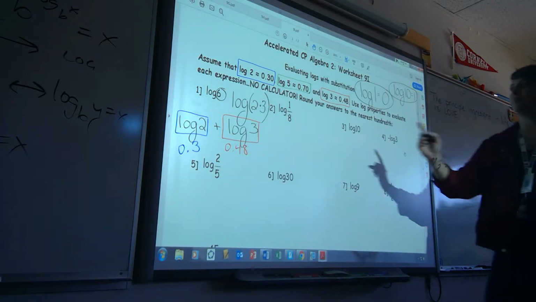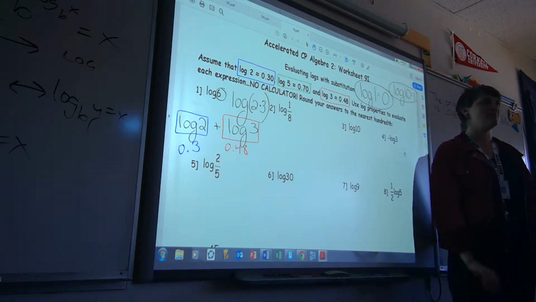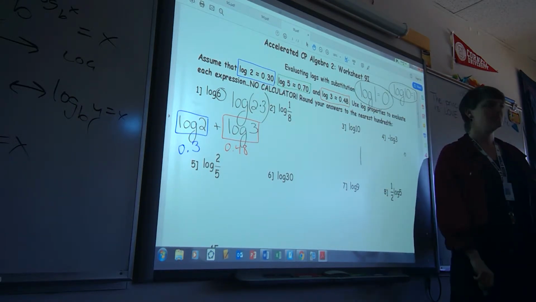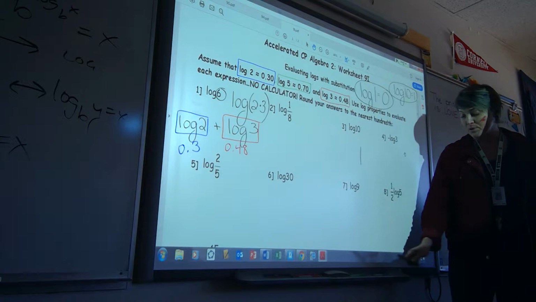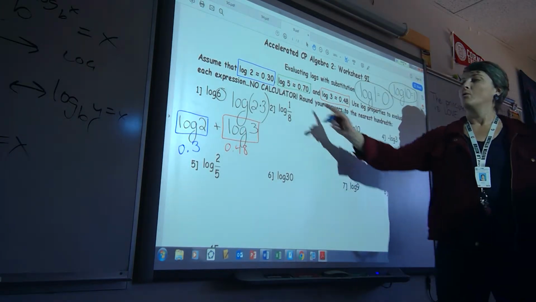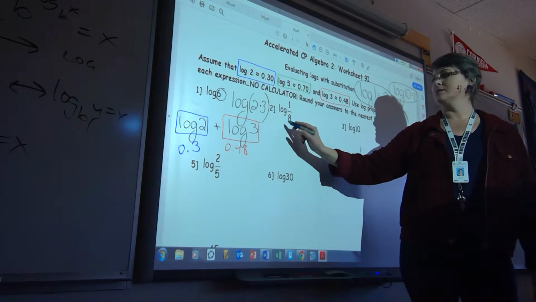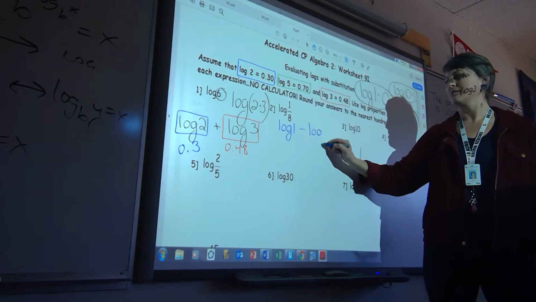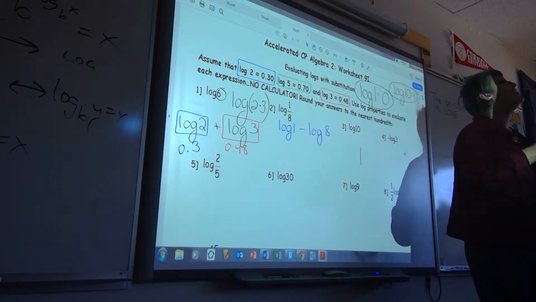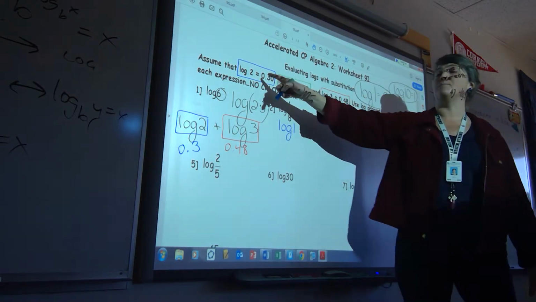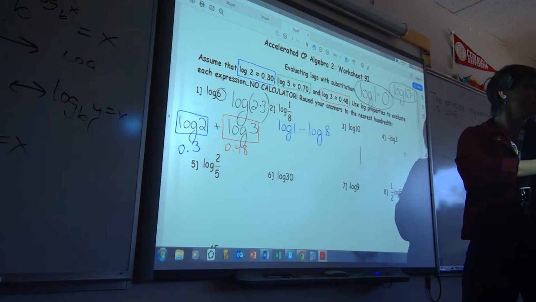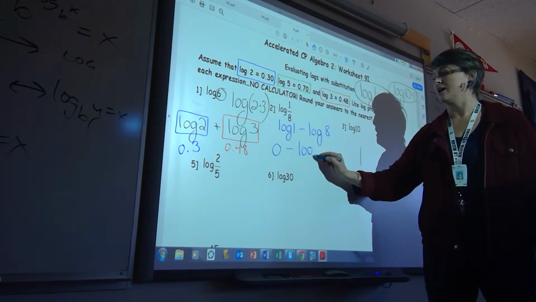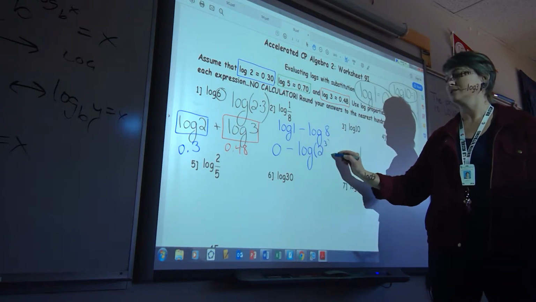So think about how that can help you with number 2 and number 3. Number 3 doesn't require any work. Number 3 is just 1. Number 2, what if you give the 1 and the 8 their own logs? So this would end up being log 1 minus log 8. Then rewrite the 8, because 8 would be 2 times 2 times 2, or 2 cubed. So this would be a 0 minus log of 2 cubed.